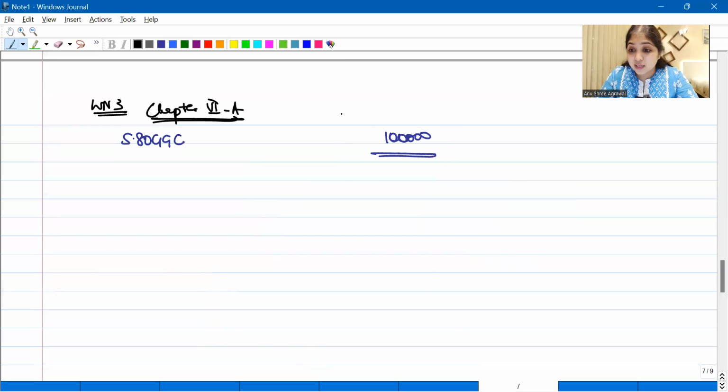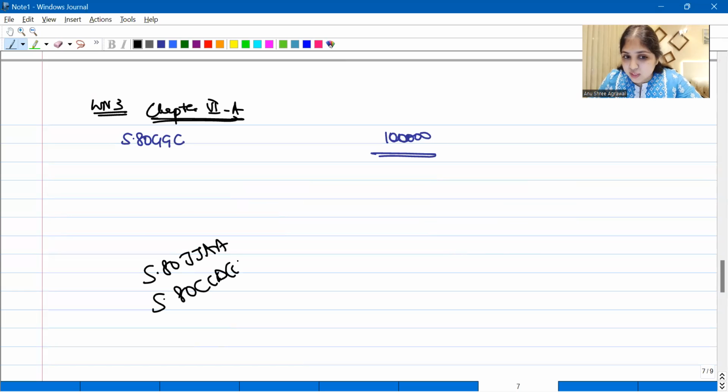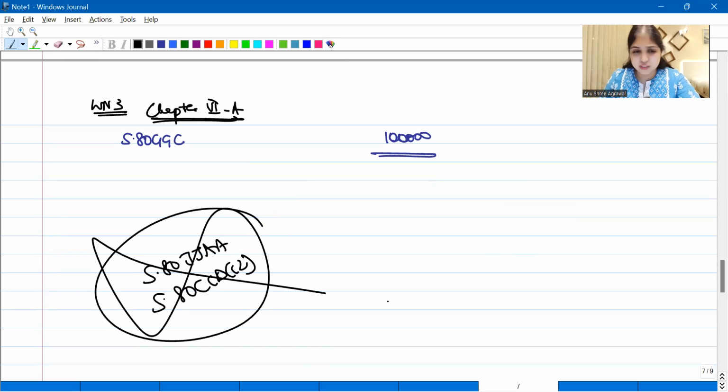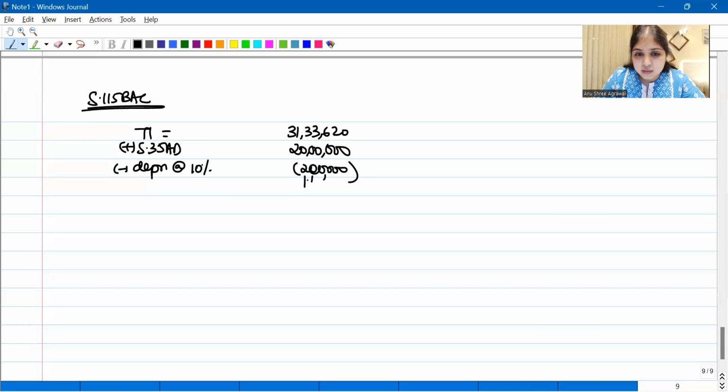Then we have chapter 6A. Can you enjoy chapter 6A in 115 BSE? In 115 BSE, chapter 6A, only 80 CCD 2 and 80 JJAA. Only these two sections you can enjoy in 115 BSE. Which two sections? 80 JJAA and 80 CCD 2. Only these two sections you can enjoy, right? We don't have either of these two sections. So anyways, talking about chapter 6A, 1 lakh I will reverse. This 1 lakh we will reverse. 1 lakh, what is this 1 lakh?